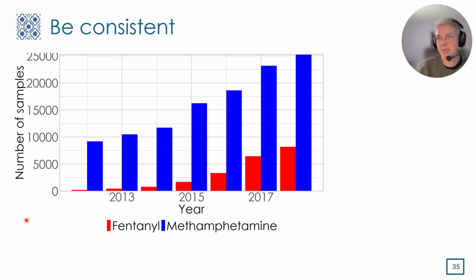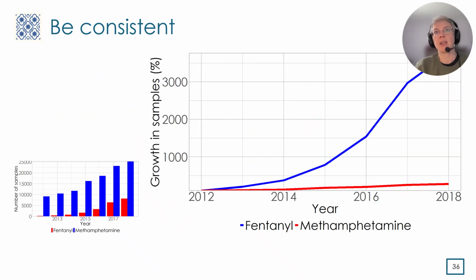Be consistent. Let's say I have this graph up in a presentation. Here are the number of samples analyzed by Health Canada that had fentanyl and methamphetamine in it. And then I talk about that. You can see it's increasing year over year. And I go to the next slide and I talk about the growth in samples. But then see what I did? Fentanyl is red here. Fentanyl is blue here.